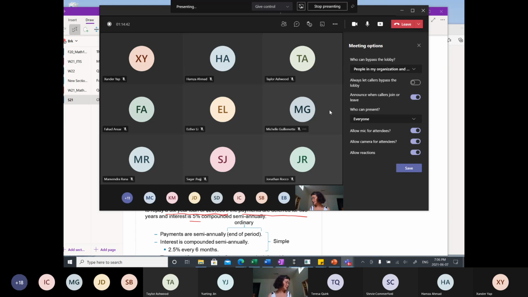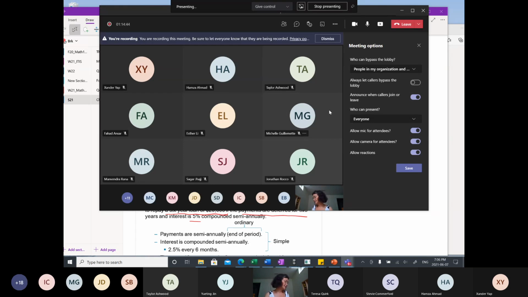Okay. Before the break, we did the first 3 sessions of chapter 13. Now we are going to do session 4 and session 5 of chapter 13. Session 4 is deferred annuities due. Session 5, perpetuities.